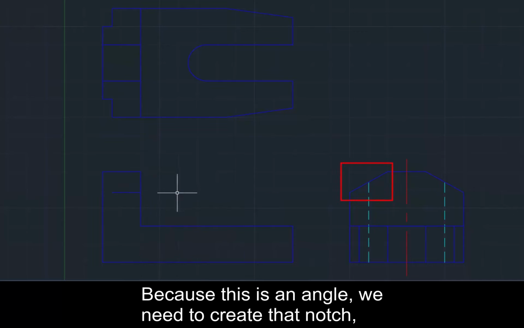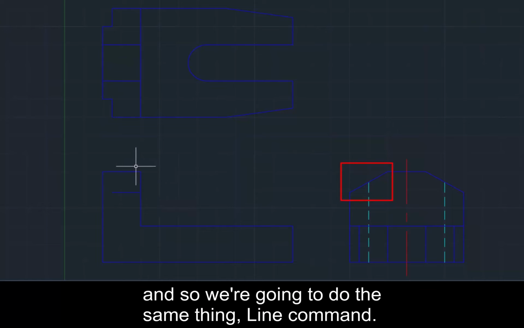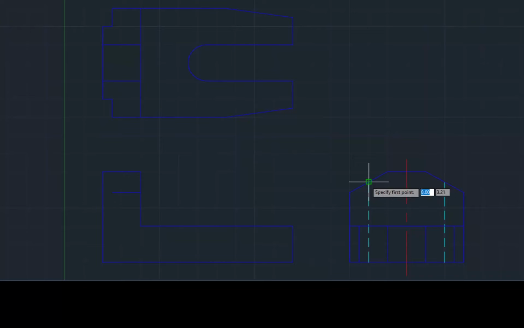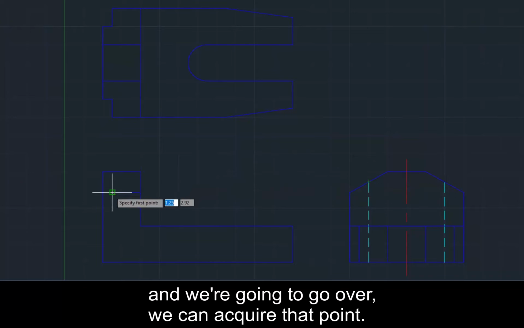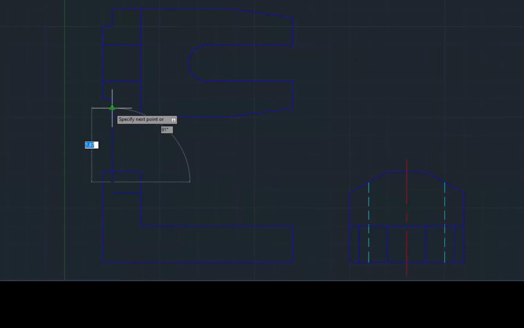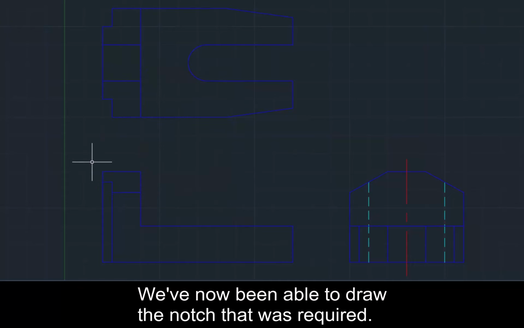Because this is an angle, we need to create that notch, and so we're going to do the same thing, line command. We're going to acquire this point, and we're going to go over. We can acquire that point. We've now been able to draw the notch that was required.